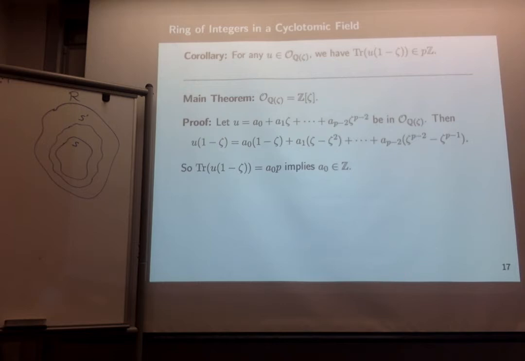It lies in Z. All right, so we just showed we have a lot of work to do, because we just showed that a naught is in Z, but now we have to show that a1 up through a p minus 2 is in Z. But here's a cool trick.